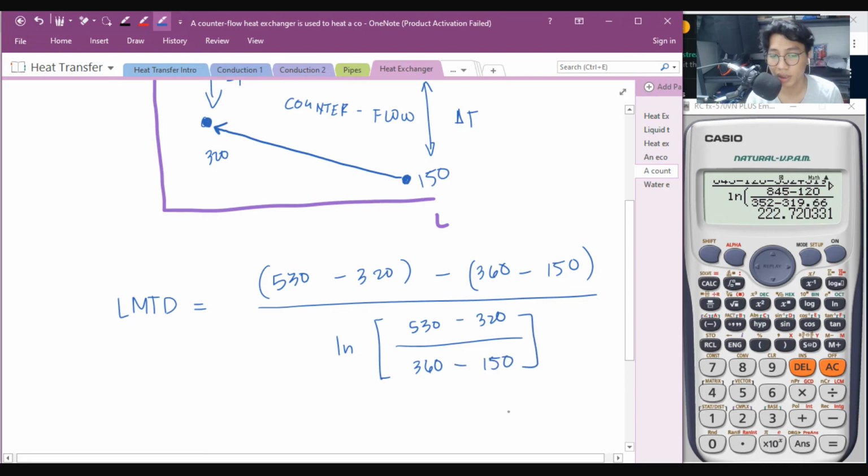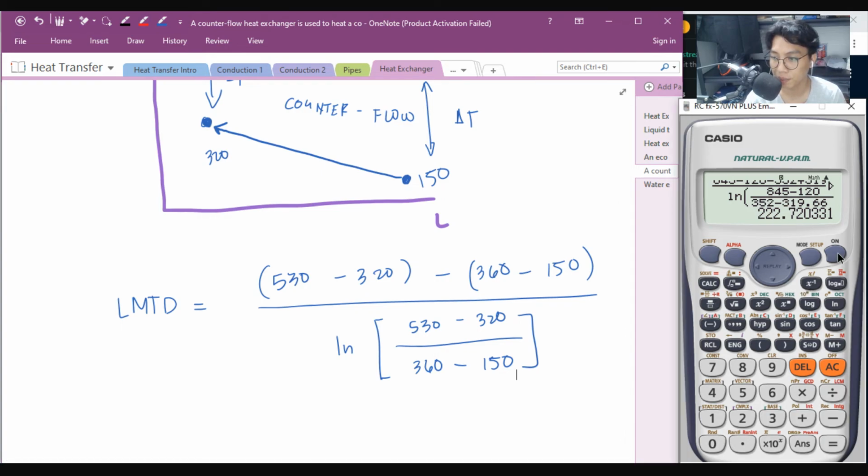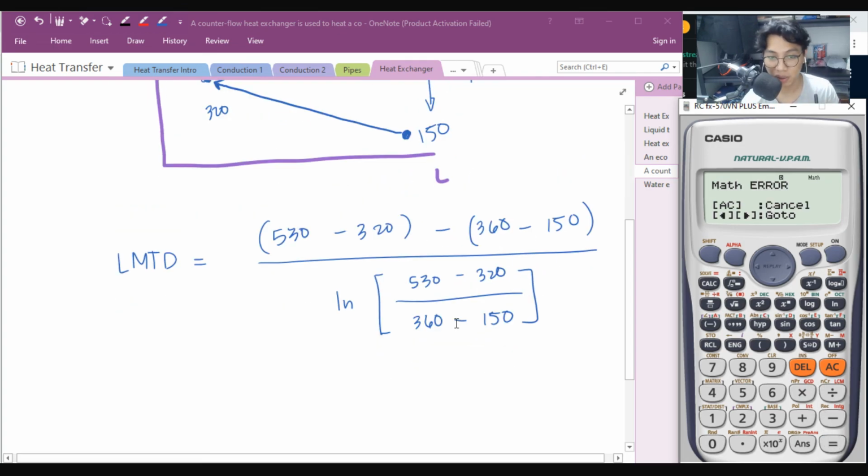Okay. Solve muna natin sila. May lalabas na value. So, 530 minus 320 minus 360, magiging plus, negative negative, plus 150, divided by natural logarithm. So, 530 minus 320, I think that is 210. As 360 minus 150, 210 pa rin. Op! O, ano ang ln ng 1? Di ba 0? O, math error yan. Kasi ang ln ng 1 is 0.